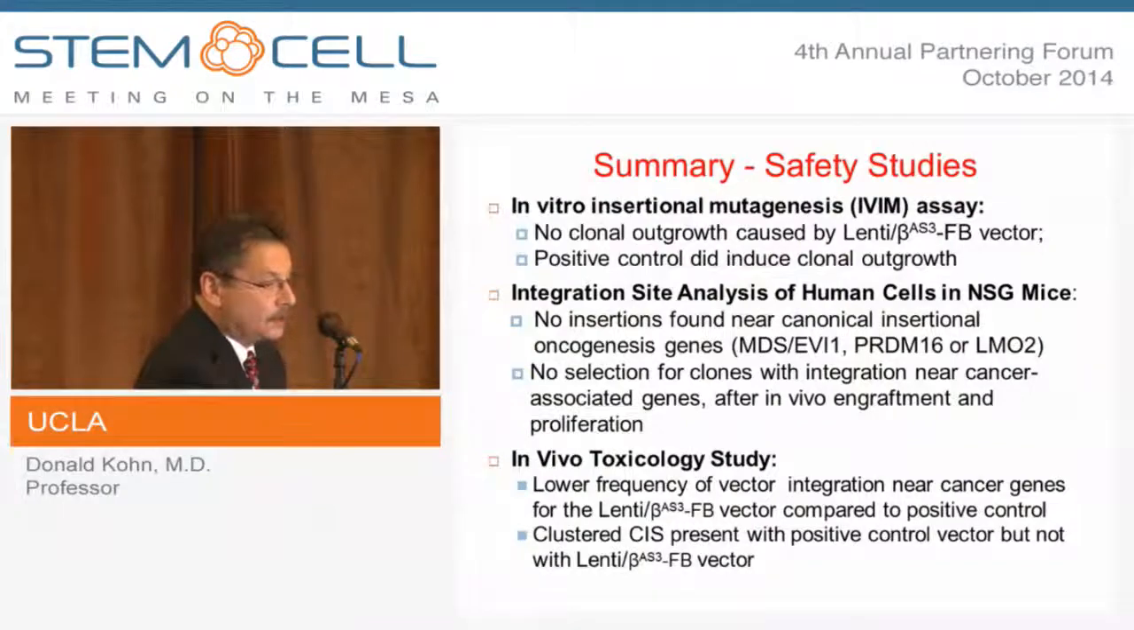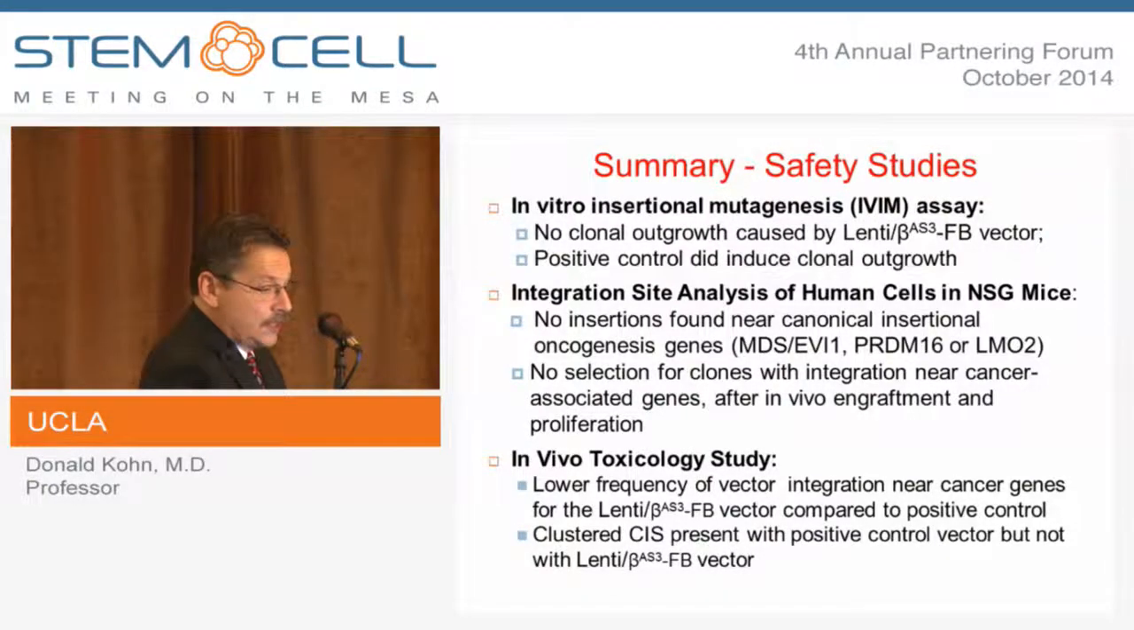We also performed multiple safety studies of this. One of the concerns with integrating vectors is insertional mutagenesis. It's not clear if a vector using lineage-specific elements would have that risk. And so we did an in vitro insertional mutagenesis assay using mouse bone marrow stem cells and showed that this vector did not cause any clonal outgrowth. The positive control, a gamma retroviral vector with a strong non-specific control element, did cause clonal outgrowth.